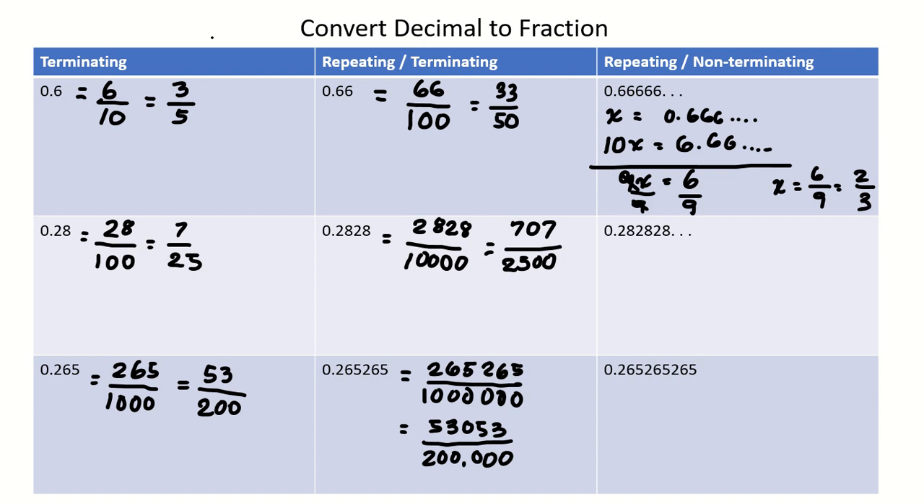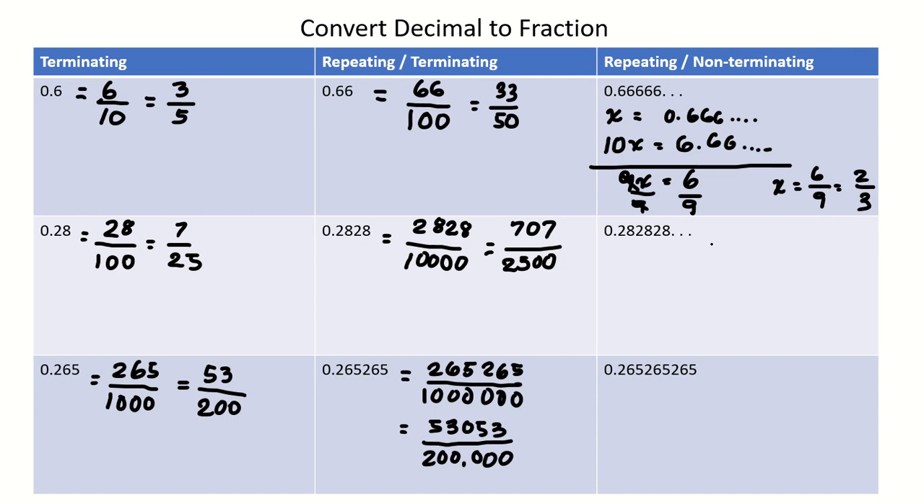Again, look at their fraction forms. 0.6 is equal to 3/5. 0.66 is equal to 33 over 50. And 0.666 repeating non-terminating is equal to 2/3.